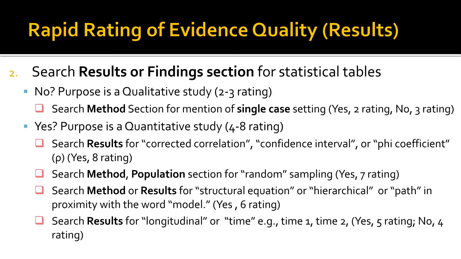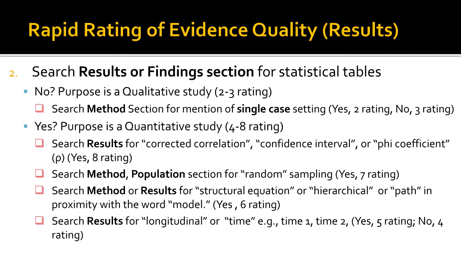In step 2 of the rapid rating technique, we first search for a section heading in the paper that is labeled Results or Findings. If this heading or something similar is found, then we quickly scan down through this section to locate tables that provide statistical information, such as means, standard deviations, correlations, or other statistical indicators. If we do not find statistical tables, then we conclude that the paper must be a qualitative study, which means it will be a QR2 or 3.